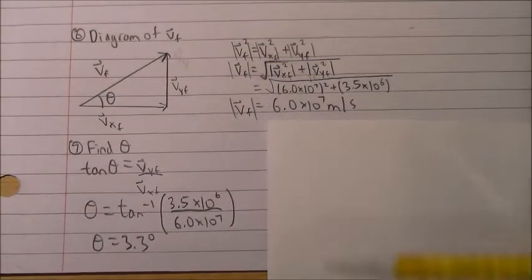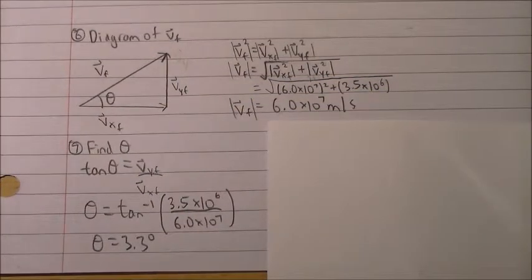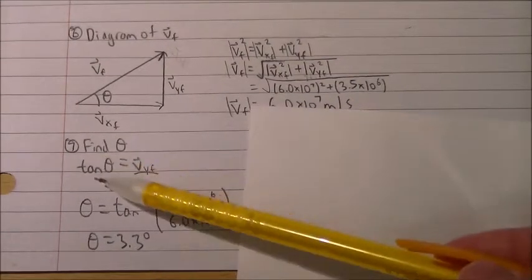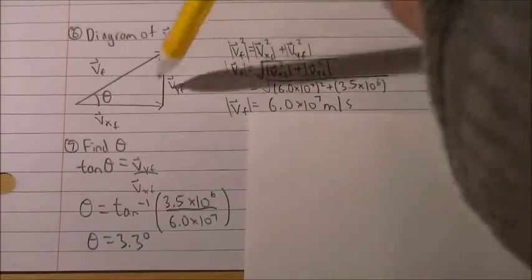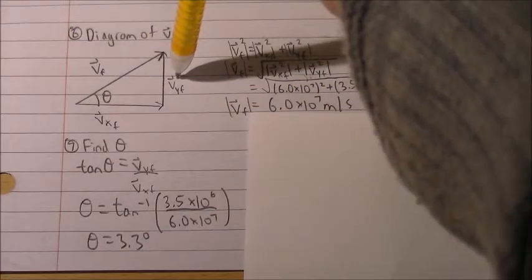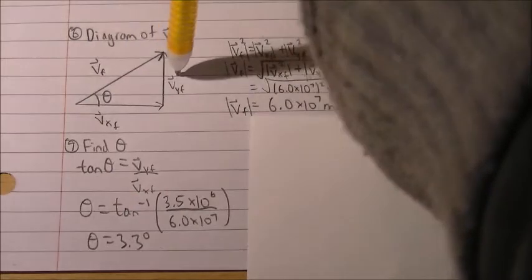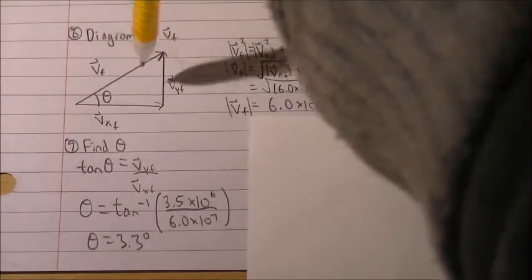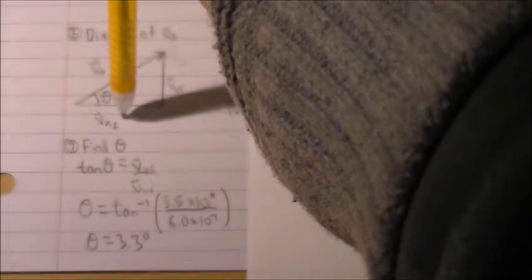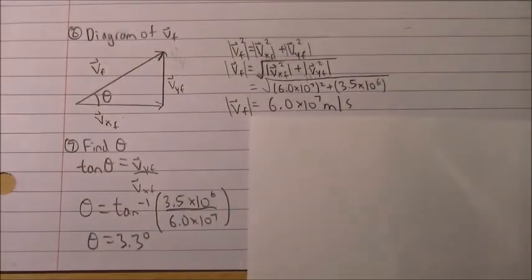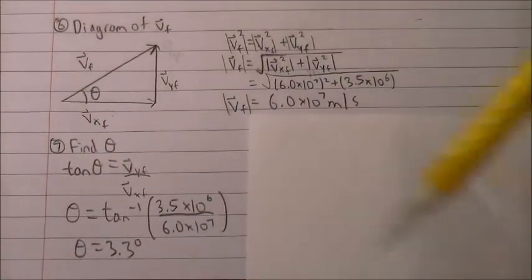And then the final step is to find theta. So to find theta, we can use our knowledge of primary trigonometric ratios for right-angled triangles. So tan theta would equal the opposite side divided by the adjacent side. So to solve for theta, we take the inverse tan of the vertical velocity divided by the horizontal velocity, and that gives us an angle of 3.3 degrees.